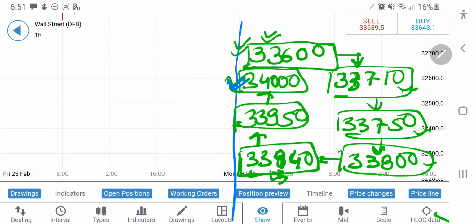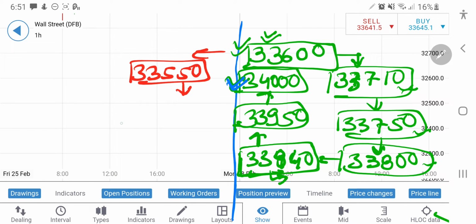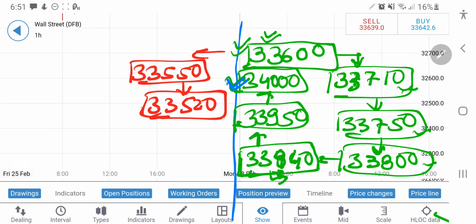It is going to be a swing day with a bullish bias. Now let's see where you have to sell. Below 33,600 you can go short, and here you can expect 33,550 as the next target, and 33,520. These two levels are going to be stronger support for US30 for the day. Till the time it remains above 33,520, you can again expect it to bounce back.